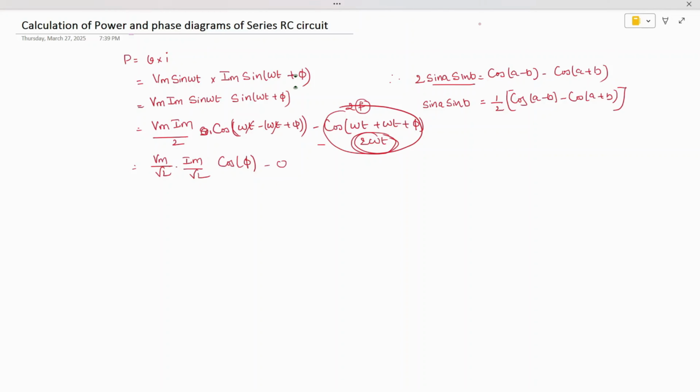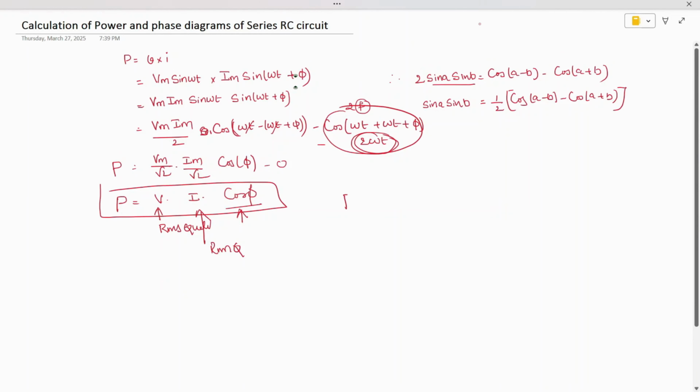Automatically this is 0. Therefore the total active power, capital letter P, is equal to total voltage into total current into cos phi. You may get a doubt why I have written capital letter V as well as capital letter I. So capital letter V is nothing but the RMS quantity of the voltage, capital letter I is the RMS quantity of current, and cos phi is the power factor. Okay.